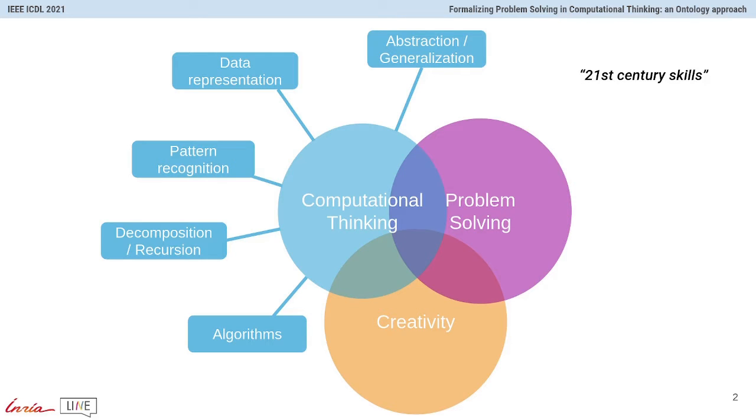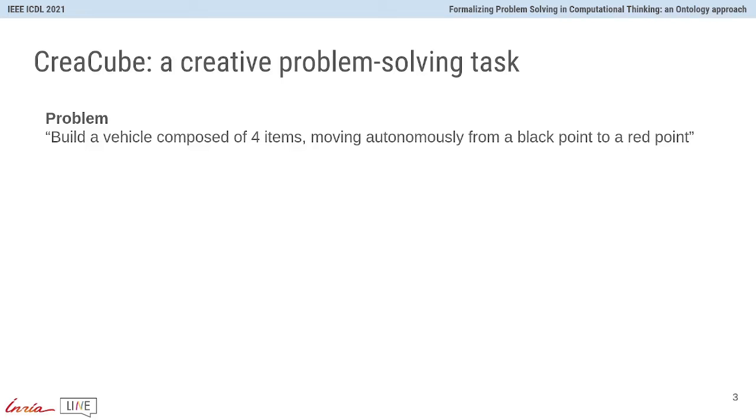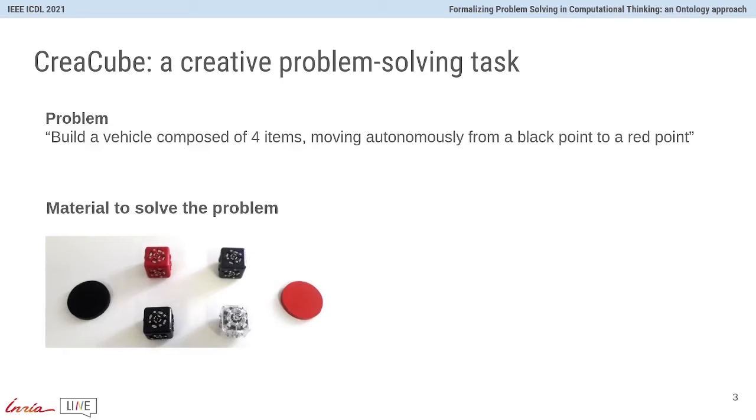For that purpose, understanding how we learn and how we solve problems is a key issue. As a step towards this direction, we propose to model a problem-solving learning activity involving modular robotic artifacts. The task we study is the following. The participant is invited to build an autonomous vehicle composed of 4 items, able to move from a starting point to an end point. 4 robotic cubelets are provided to complete the task.